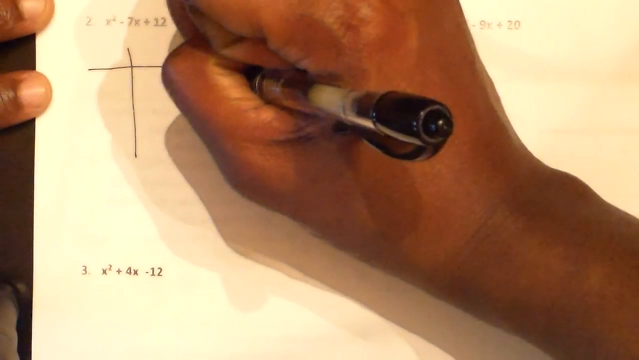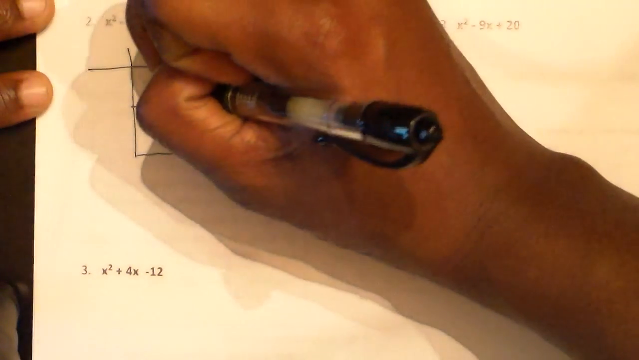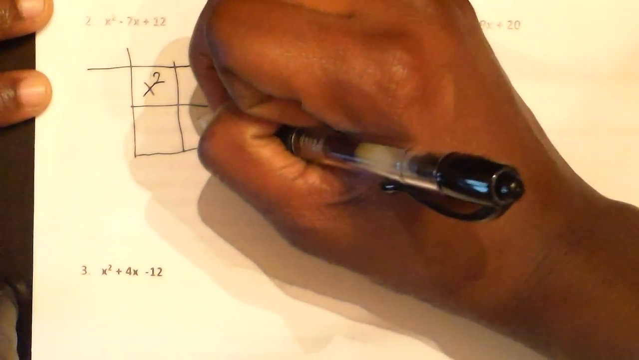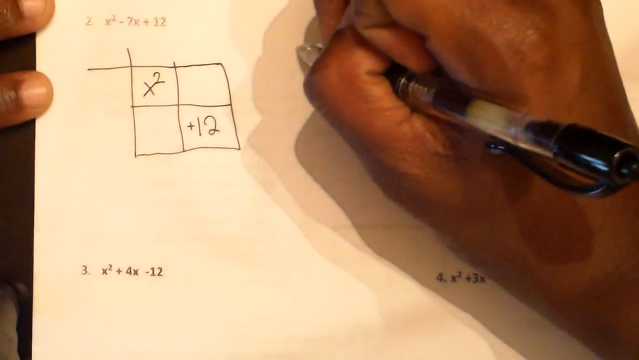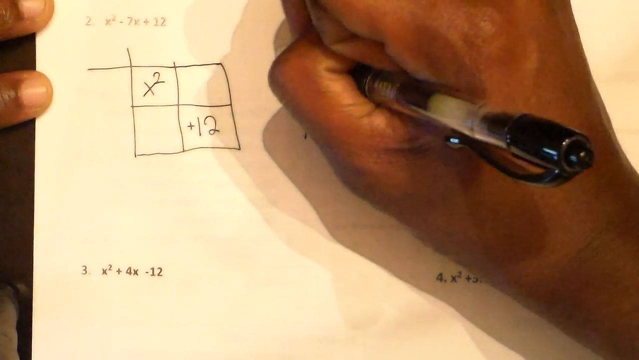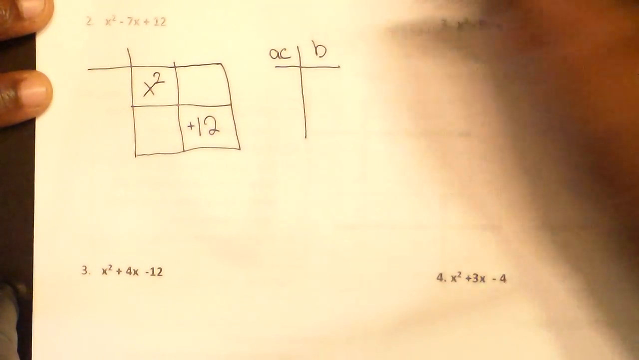Okay, so now I'm going to do more problems, but I'm going to do different methods. I mean, the same methods, but I'm going to start off with the window pane. So we're going to do number 2. I'm going to do the window pane. Draw my window pane. We'll put in my first term and my last term. Got it? Then I'm going to do my t-chart, a times c, and the b.